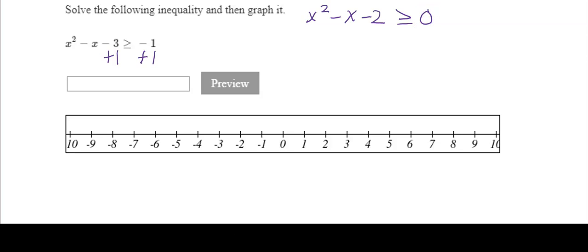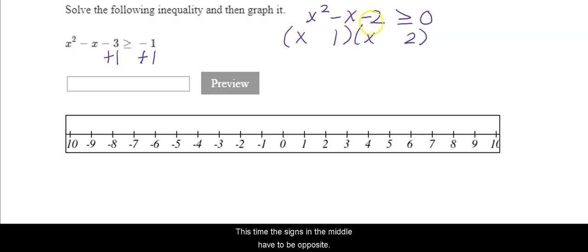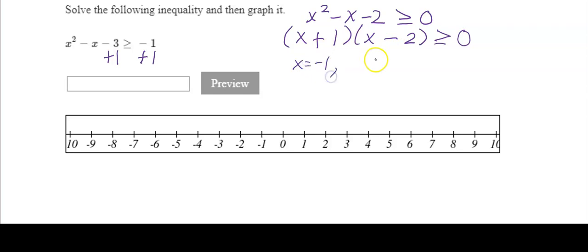The next step is to factor the left. So I factor it as x and x. 2 has to go as 2 and 1, but this time the signs in the middle have to be opposites. To end up with a negative when I subtract, I should have a negative 2x and a positive 1x. The solutions that match each factor are going to be x equal negative 1 and x equal 2.